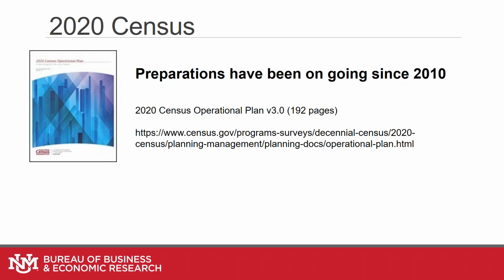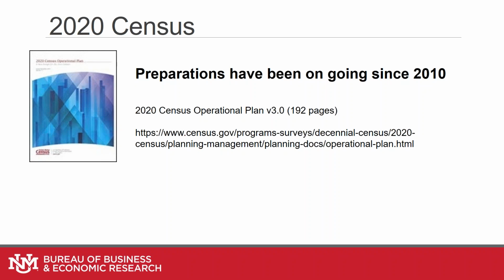And yes, I have read the operational plan, but only before bed because it will put you to sleep. It's almost 200 pages long. If you have any questions on what has happened or how the 2020 census is going to be run, you can actually read it out there in their operational plan.